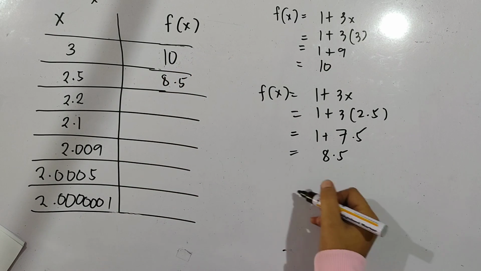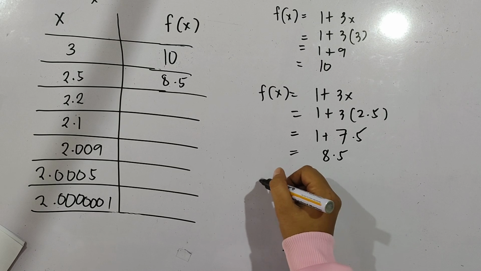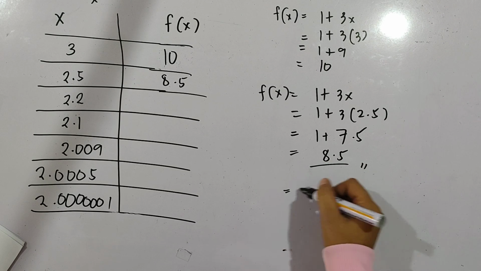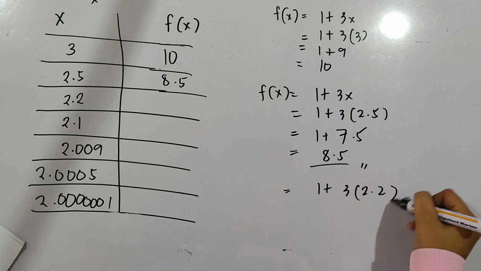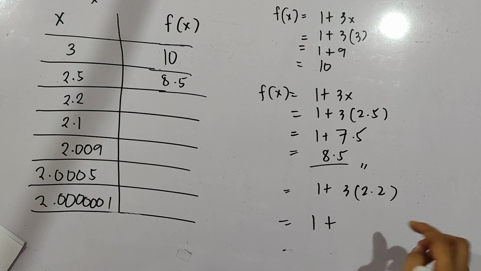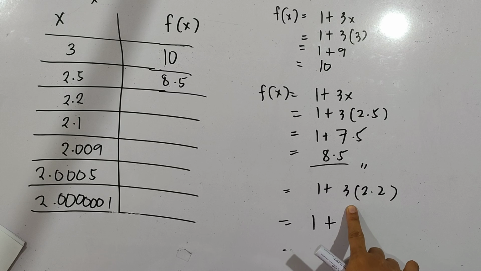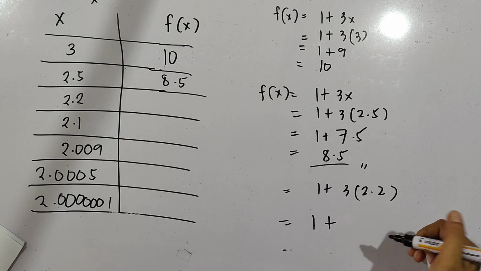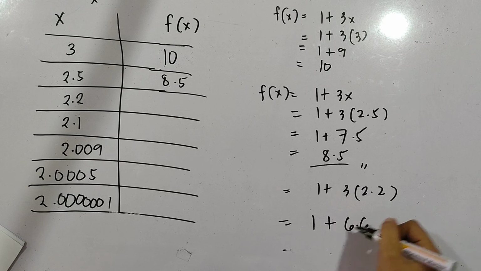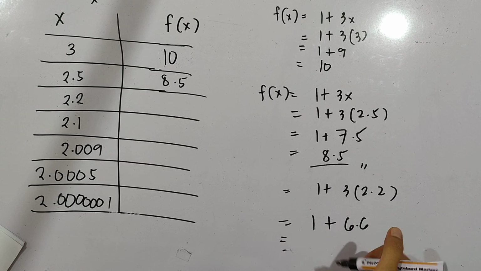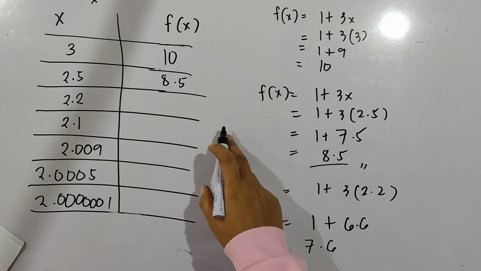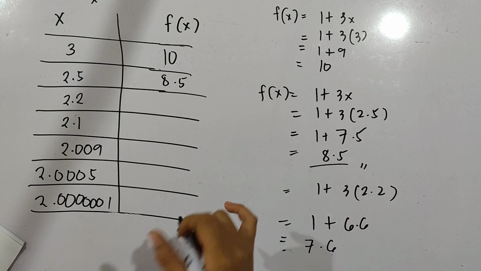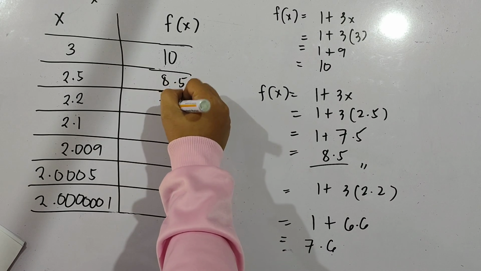8.5. How about if the value of our x is 2.2? So 2.2 times 3 is equal to 6.6. Then 1 plus 6.6 is 7.6. So the f of x is 7.6 if our x is 2.2.